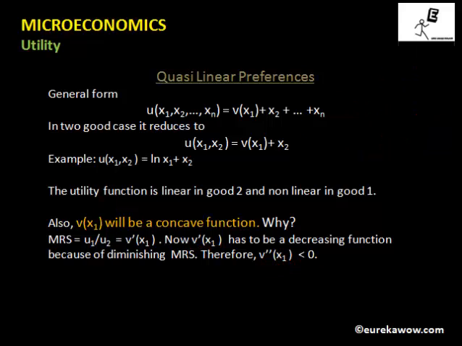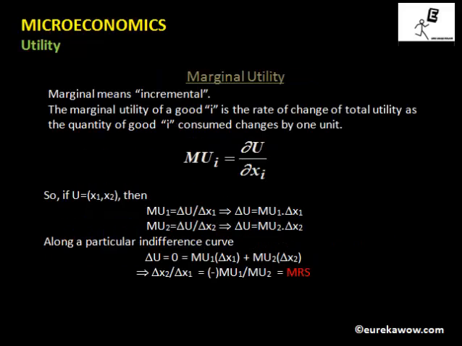Now we will move ahead and talk about marginal utilities. Marginal utility basically means incremental. The word marginal means incremental. So we say that the marginal utility of good i is the rate of change of total utility as the quantity of good i consumed changes by 1 unit. So the definition says marginal utility is the rate of change of total utility when the quantity of the good consumed changes by 1 unit. So MU is equal to del U by del xi.